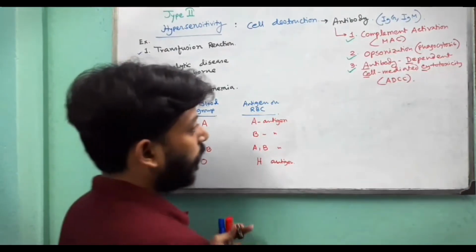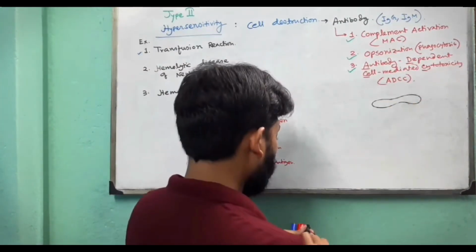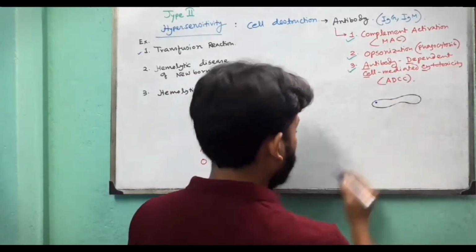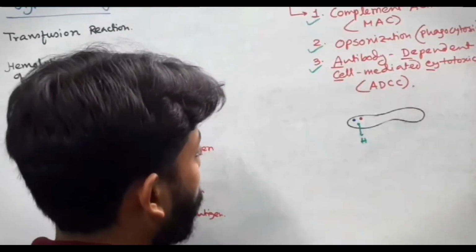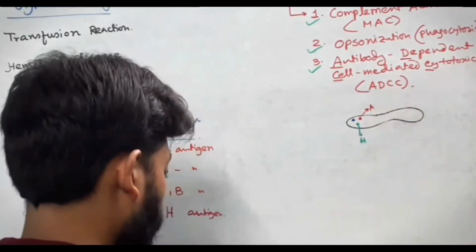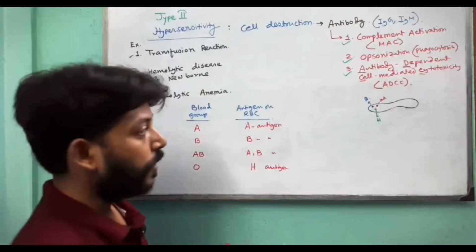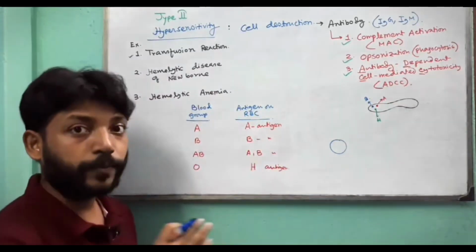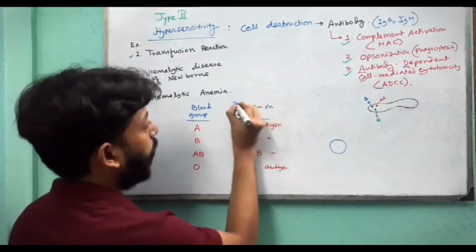So let me draw a RBC. Let's assume this is a RBC, and this RBC has antigens like this. Let's assume this is the H antigen, this is A antigen, and this is B antigen. So on RBC, there could be any three. At first, I want to mention here the antigen is not protein in nature, it is carbohydrate in nature. So this antigen is actually carbohydrate.